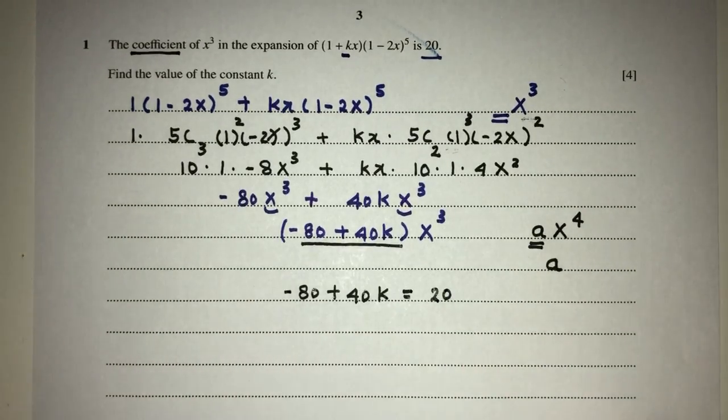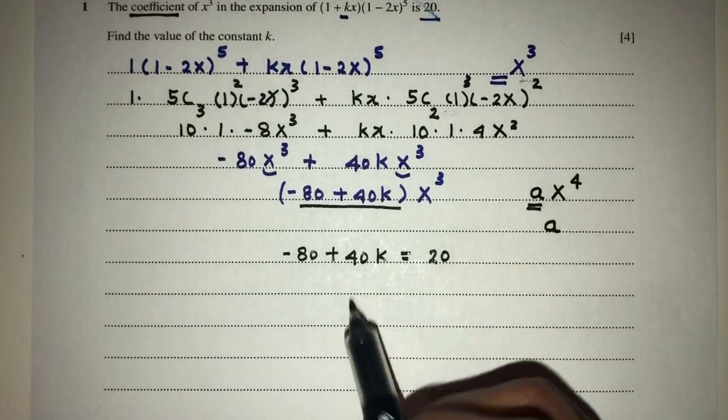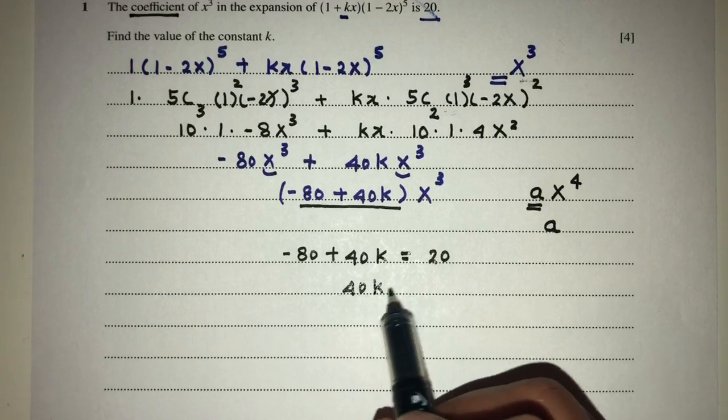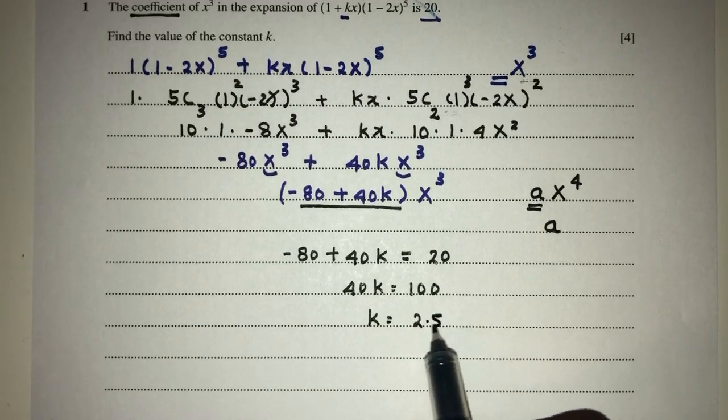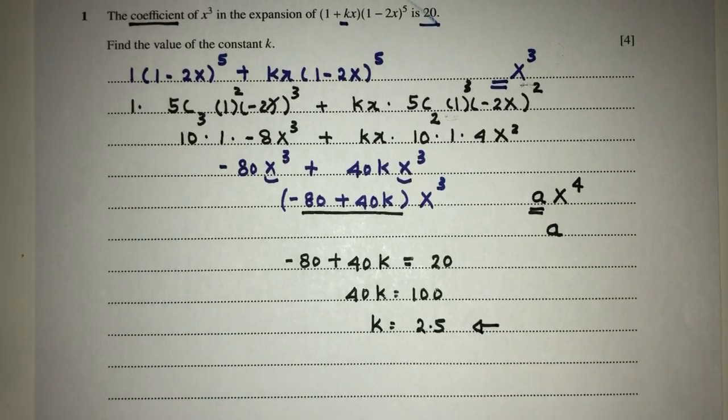And we have this equation that we can solve to find the value of k. So 40k, that will be 100. So k will be 2.5 as your value. And that is your question number 1.